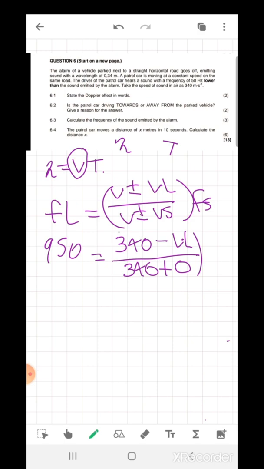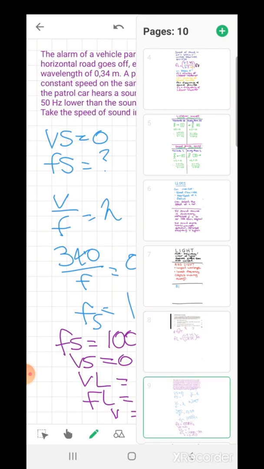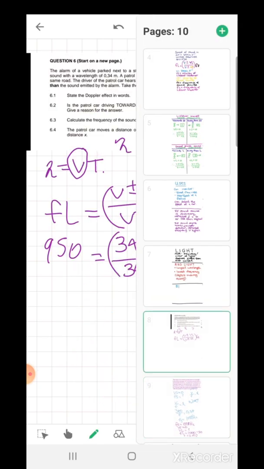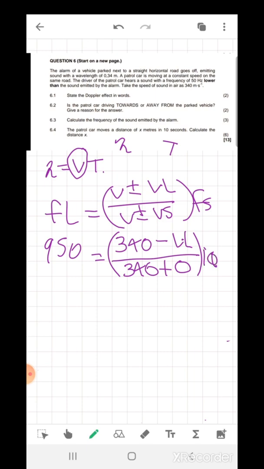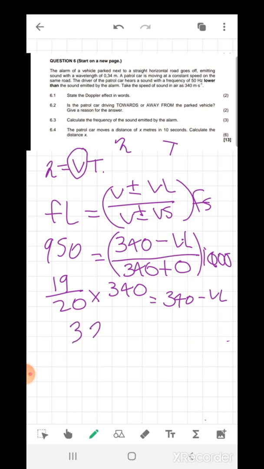But anyway, then the frequency of the sound source is, I think that was 1,000. Yeah, it's 1,000. Okay, so divide both sides by 1,000. 950 divided by 1,000 is 19 over 20. Then we're going to cross multiply, is equal to 340 minus VL. Yeah, because you times by 340 on both sides. Okay, 19 over 20 times 340 is 323. Is it? Yeah, it's 323.